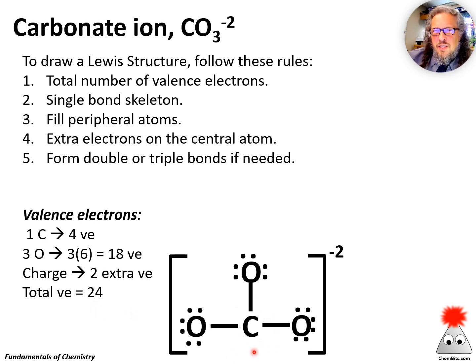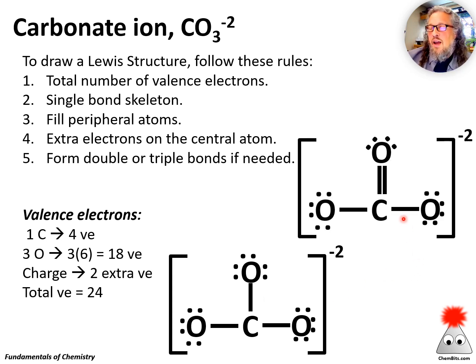But carbon does not have an octet. Carbon does not have a full valence shell. So just like with carbon dioxide, I'm going to grab a pair of electrons and I'm going to bring those electrons in to form a double bond. And that'll give us something that looks like this. All the oxygens now have an octet, and the carbon has an octet as well. So there's a good Lewis structure for carbonate ion.